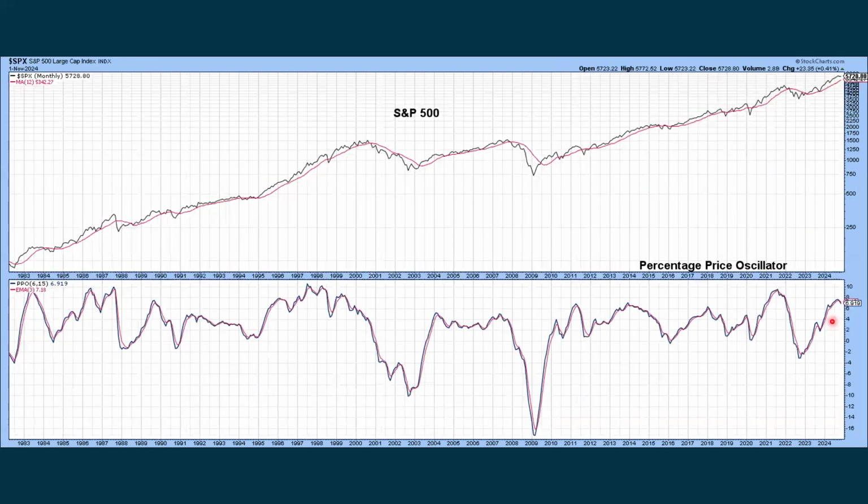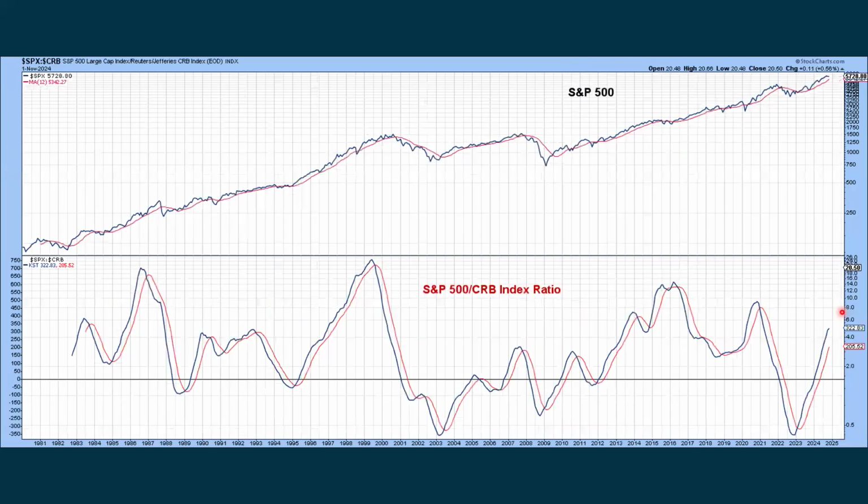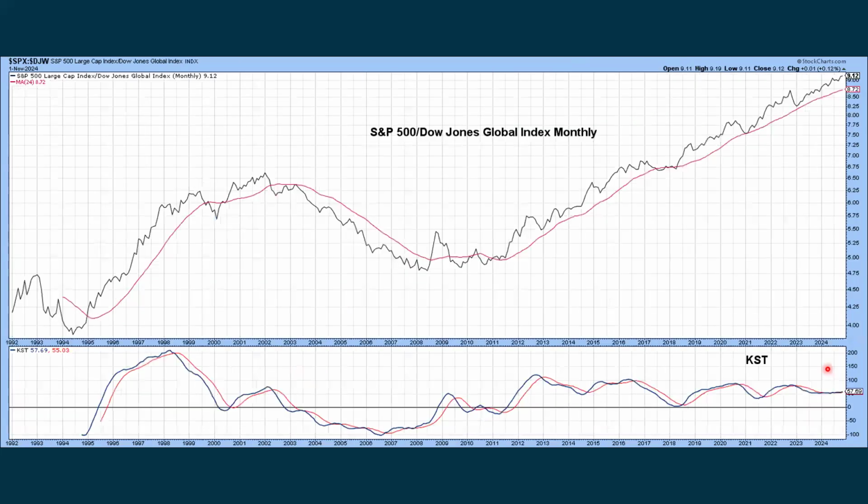A monthly chart of the S&P 500, still above the moving average here, but rolling over a little bit when we look at the percentage price oscillator, another momentum oscillator, and this is longer term, so we want to keep an eye on this one. Then we have the S&P on top and then a ratio between stocks and commodities down below. Earlier, I showed a different version of this chart. Well, this is continuing to go up, meaning stocks are outperforming commodities.